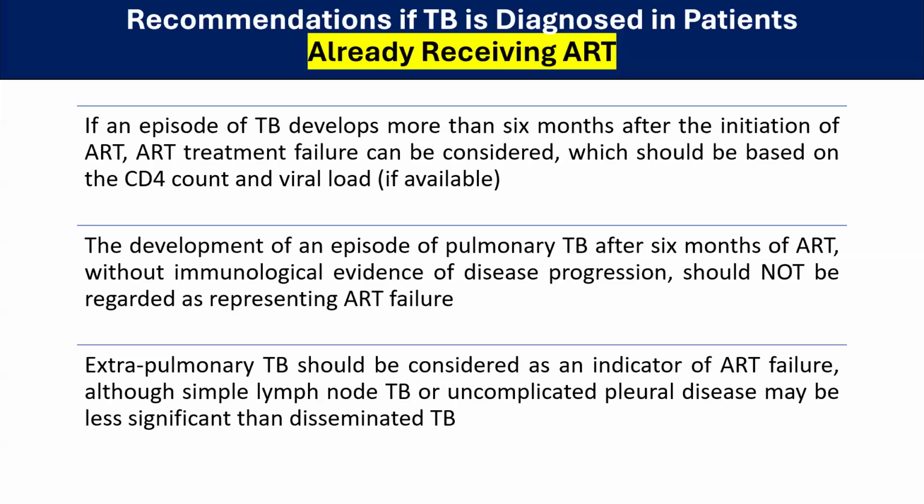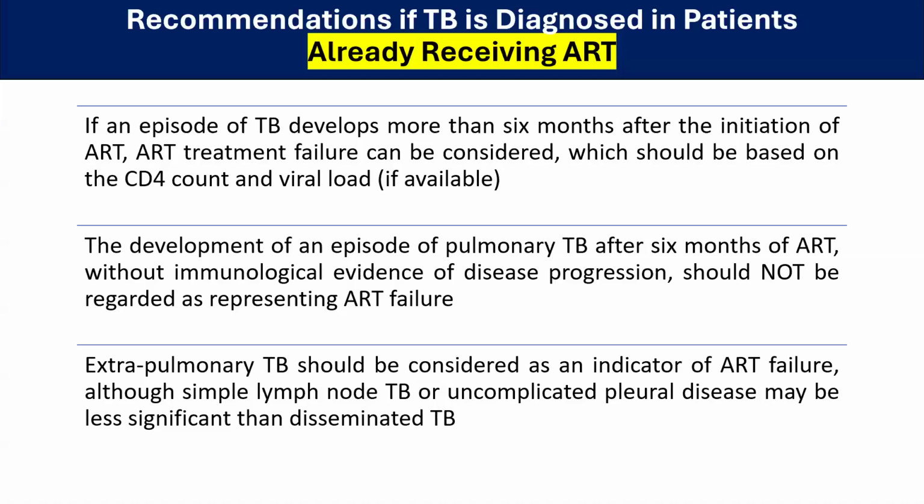So when there is an episode of TB after 6 months of initiation of ART, you need to look at your CD4 count, because any patient will be eligible for viral load testing after 6 months. Then the viral load test has to be done, and then look into whether treatment failure is actually there. The development of an episode of pulmonary TB after 6 months of ART without immunological evidence of disease progression should not be regarded as representing ART failure.